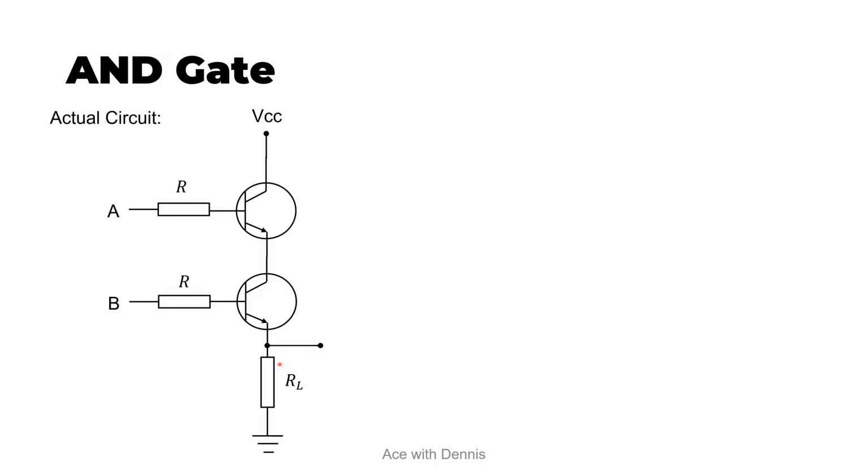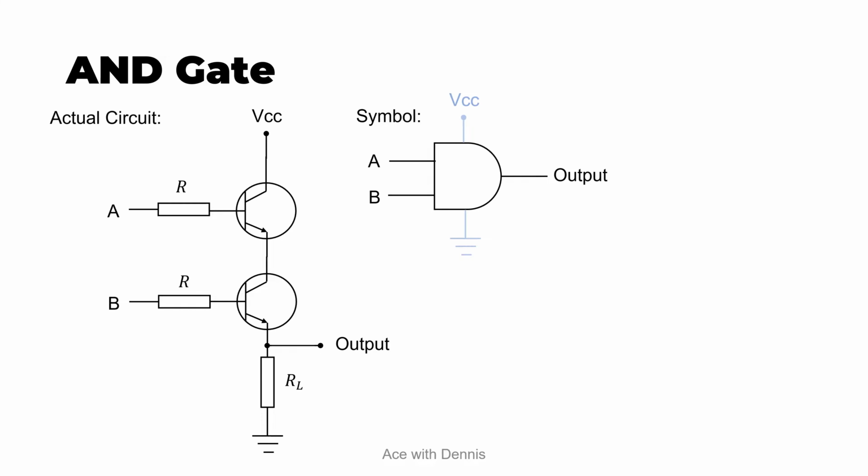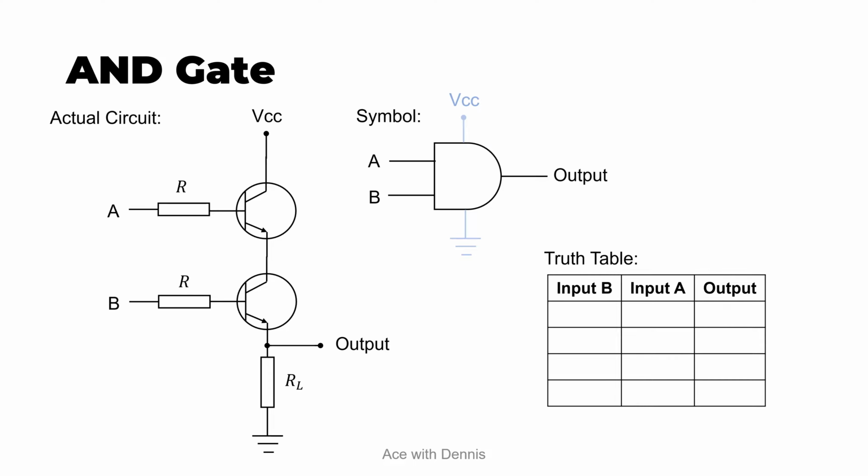The symbol for an AND gate looks like this, where this is the input A, this is input B, and this is the output terminal. The VCC and the ground terminals usually are not shown in the diagram. So here is the truth table of AND gates with input B, input A, and output. So if input B is 0 and input A is 0, which means that both transistors here are turned off, there is no current flowing through the circuit, hence the potential difference across RL will be 0 and the output will be 0.